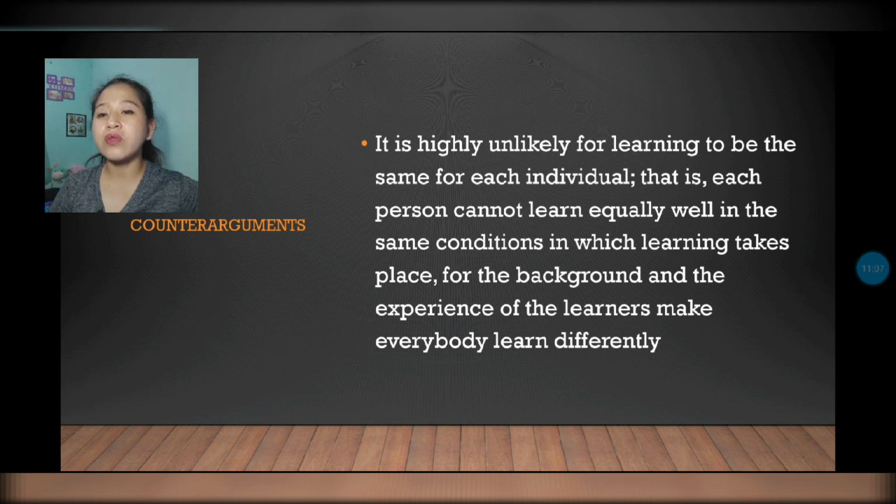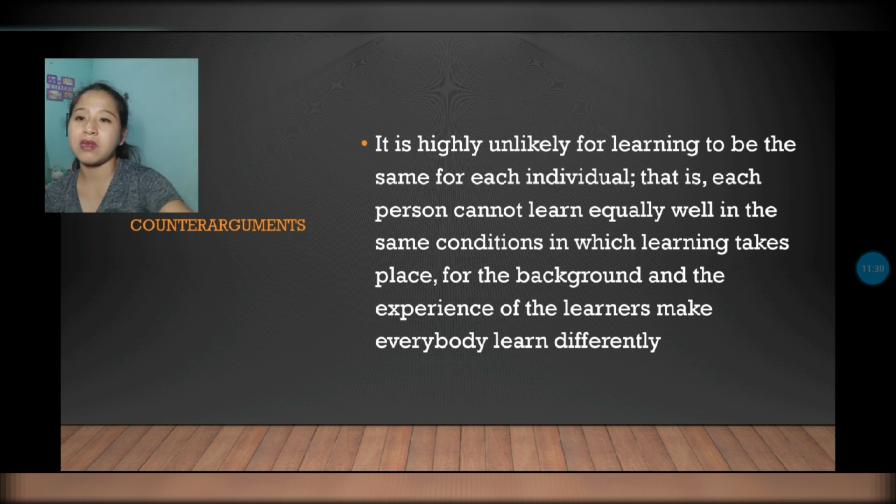For the background and the experience of the learners make everybody learn differently. We have mentioned here the background and the experience of the learners, because of course, our background differs from one another. We have different names, we have different family names. Therefore, we come from different families, so we are influenced by different things.